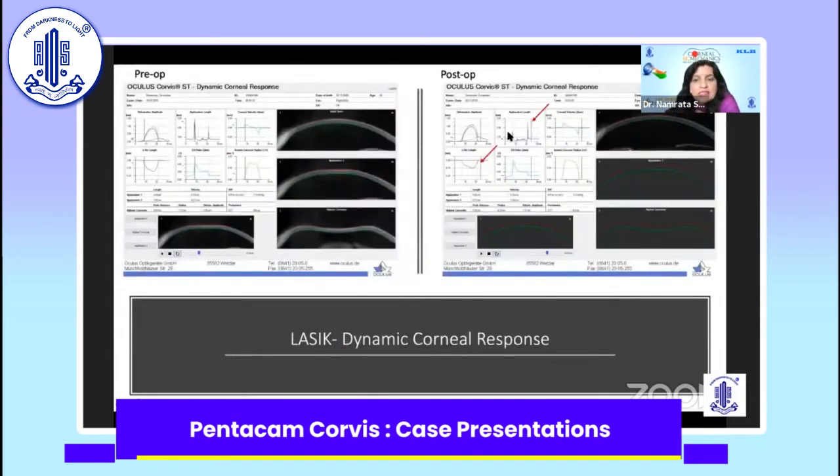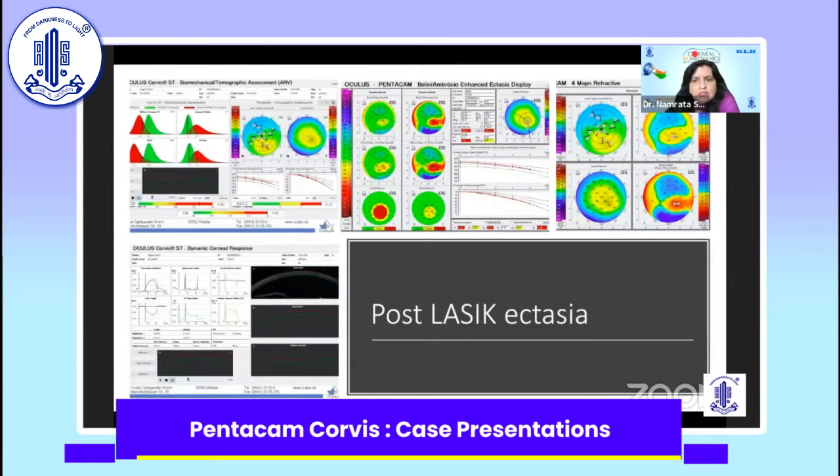And if you look at the DCR again, notice that the applanation length would get altered, and so would all these parameters, as is expected after the LASIK surgery. Now, this is a case of post-LASIK ectasia, and in this case, as expected, the D value is altered, and so are the other parameters on the dynamic corneal response.